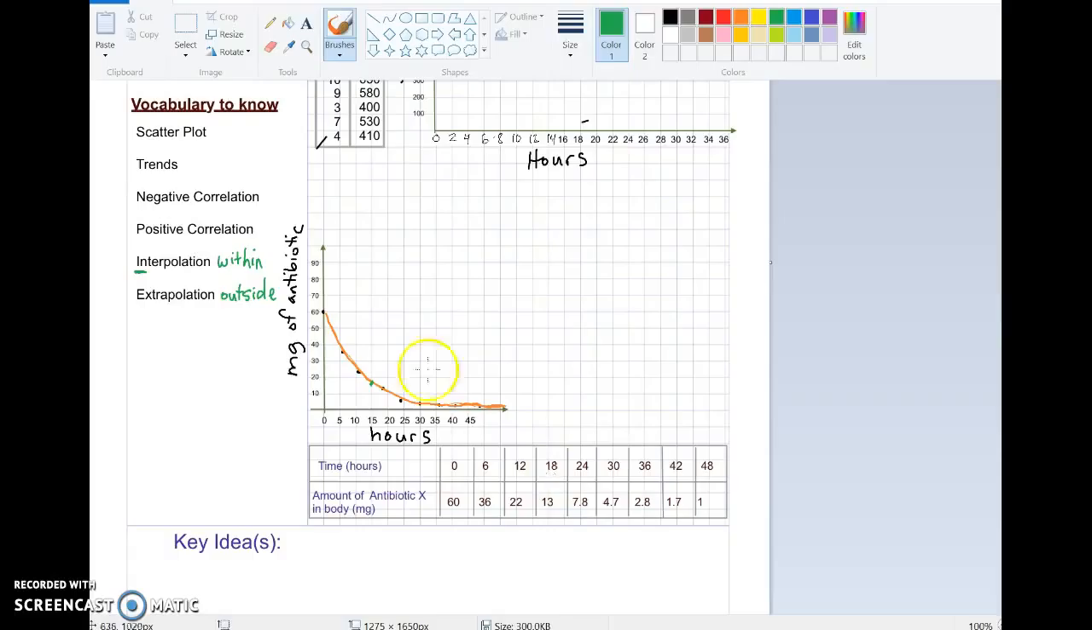And then the same thing, I could extrapolate and go even beyond, right? I could say, what about at, let's say, 50 hours. 50 hours, so like right here. Or 55 hours, right? At 50 hours, maybe it's down to 0.5, right? If I could look at my graph really carefully, I might be able to make that estimation. So extrapolation is going beyond the data, and interpolation is inside the data. And that's pretty much all I have for us today.